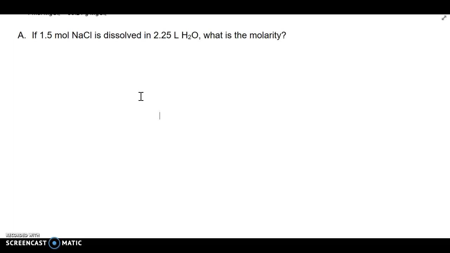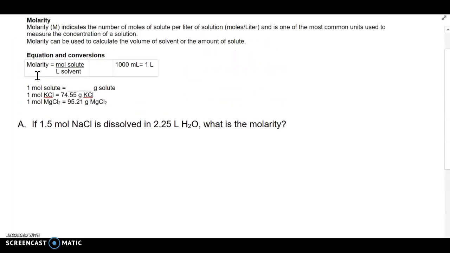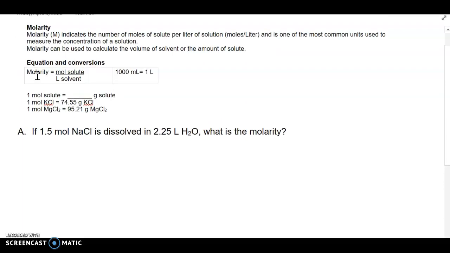Now, we can't see NaCl or salt dissolved in water, but we can obviously taste it, like in salt water and things like that. So you don't necessarily see the stuff in it, so you can't make a judgment on color. So that's why we had to figure out molarity. So in this one here, we have 1.5 moles of NaCl dissolved in 2.25 liters of water.